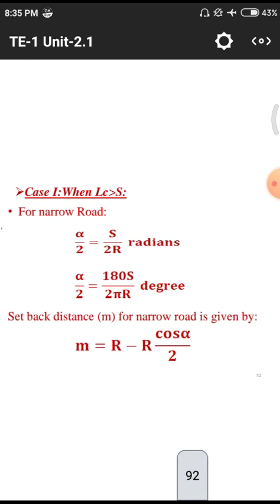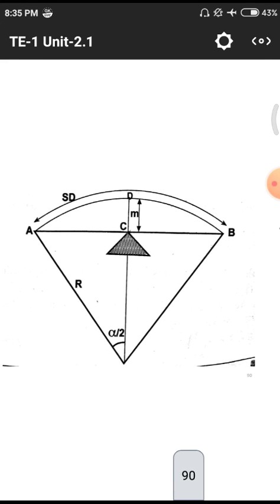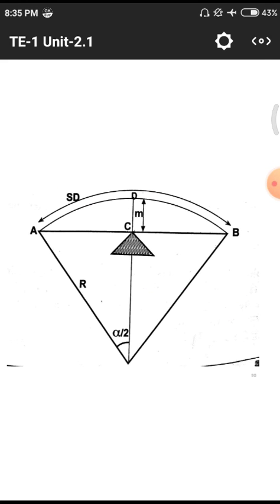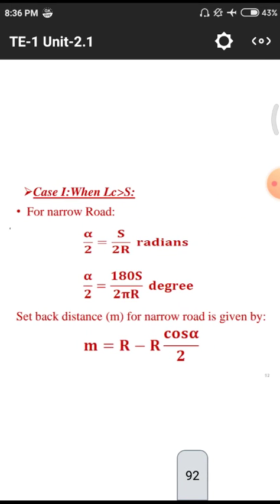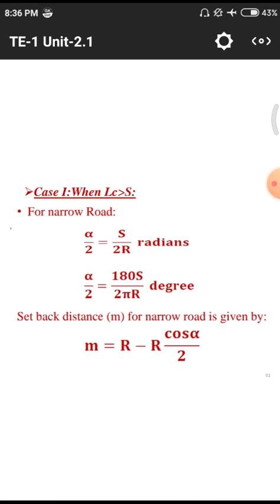First of all, in case 1, the length of the curve is greater than the sight distance. Alpha is the angle, as we took previously, the angle between those two at the middle point and end point. Alpha by 2 equals S by 2R. Simply, the 2s cancel, leaving S.